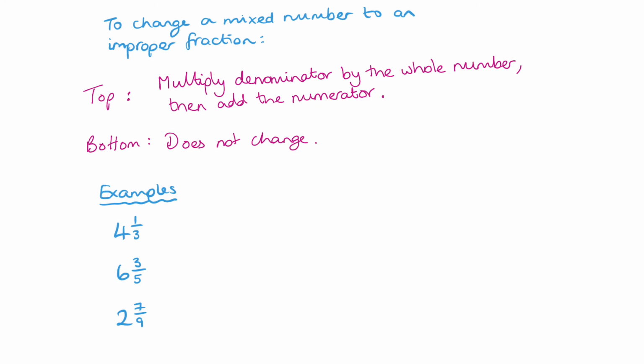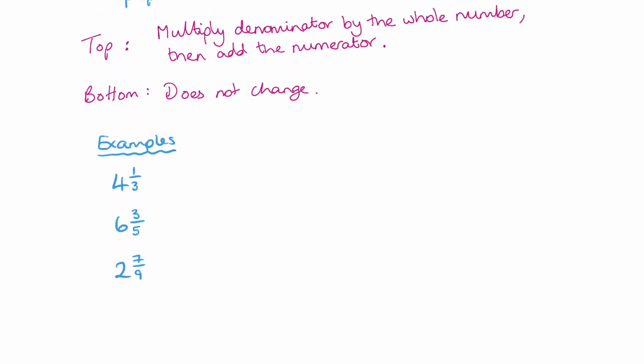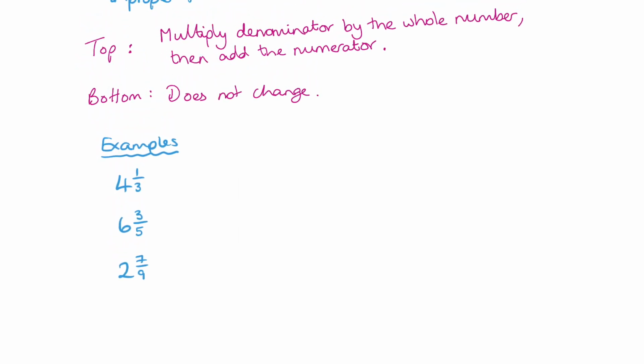Okay, so we're going to try that with these ones that we've got here. So if we look at the first one, 4 1/3. So multiply the denominator, so that's the bottom, by the whole number. So this is the whole number. So we're going to do 3 times 4. And I'm going to draw on this as we're doing it. So we're doing 3 times 4. And then we're going to add 1. And that goes on the top. And then the number on the bottom doesn't change. So 3 4s are 12. Add 1 is 13. So we've got 13 on the top.